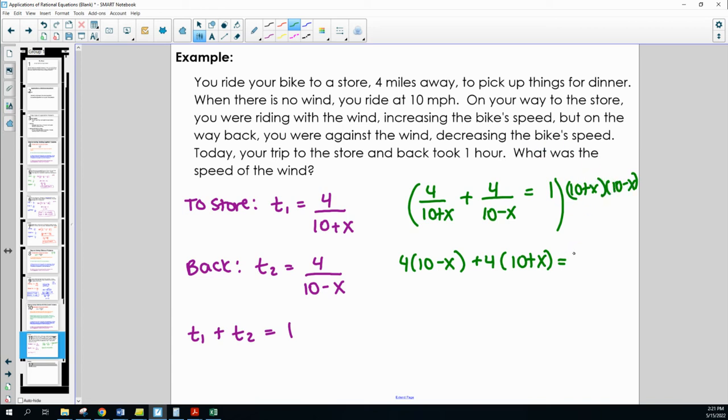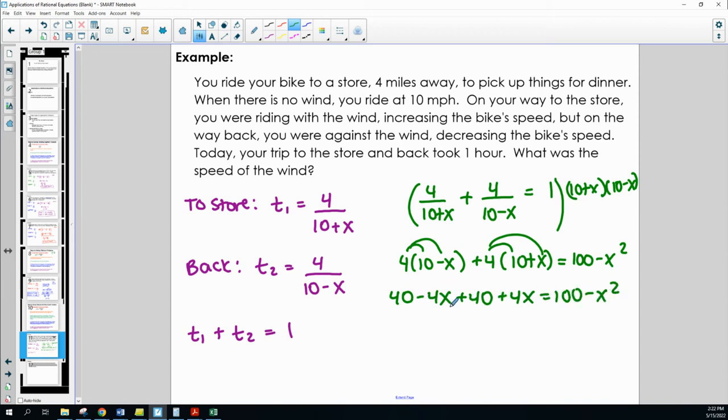So 10 times 10 will give us 100. 10 times negative x, we get negative 10x, and then positive 10x, they cancel. x times negative x is negative x squared. Okay, so we want to distribute the left-hand side. And even though this again looks bad, the good thing is that things will kind of cancel here. So 4 times 10 is 40. 4 times negative x is negative 4x. 4 times 10 is again 40. 4 times x is positive 4x equals 100 minus x squared.